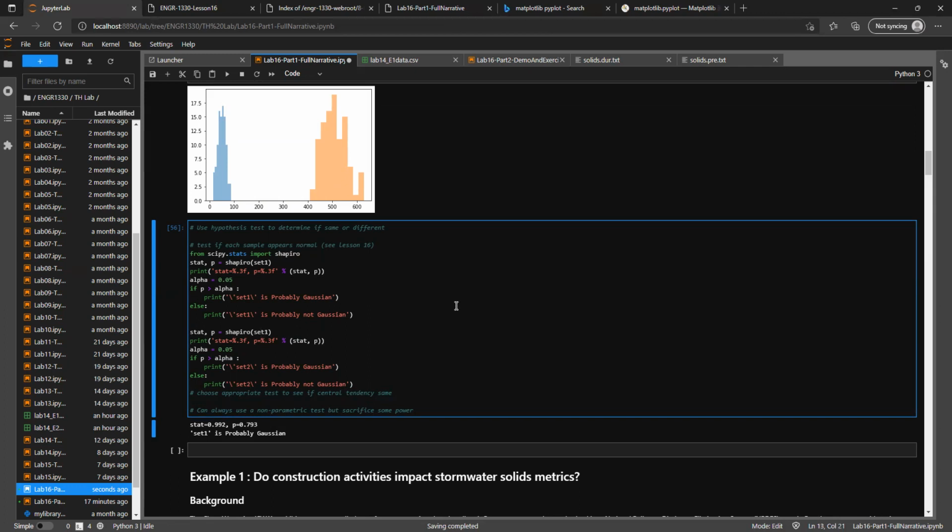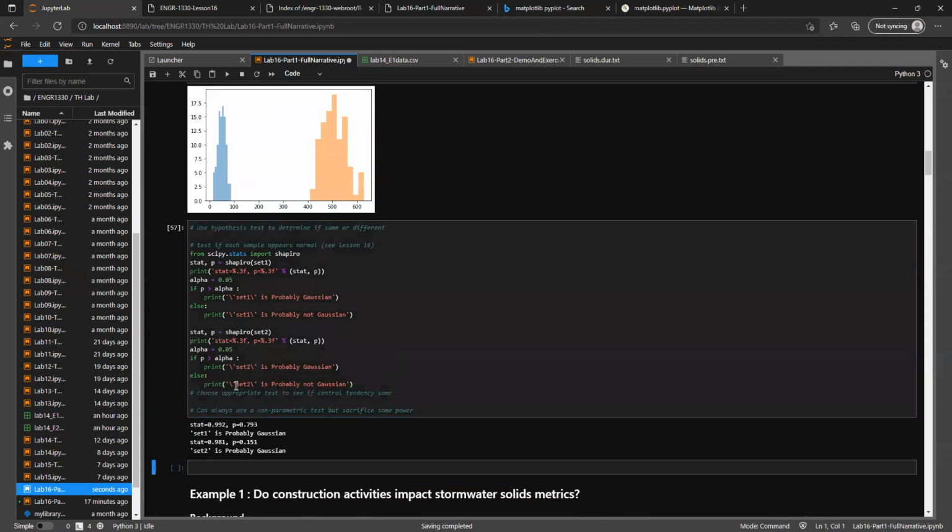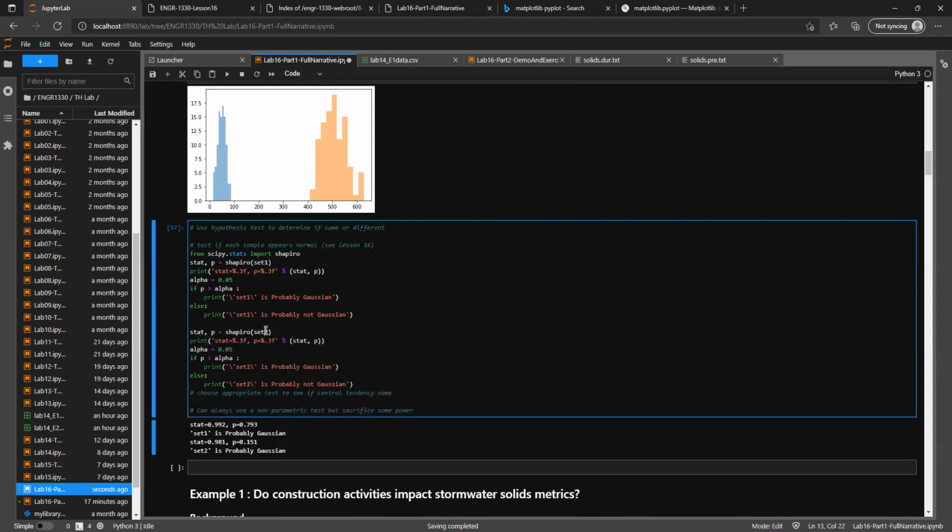Let's see. All right. So we have both of our sets being tested, and they're not really sets, it's just what they're being called. And oh yeah, here it is. Here's our value. So this is the p-value, and we're comparing it to 0.05. So we're looking for our 95%.